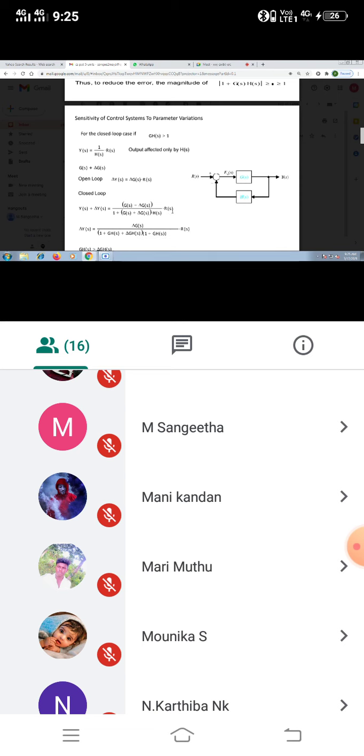Don't get confused, students. Instead of G of S, you connect G of S plus del G of S. Only one extra term is connected here, that is del Y of S, del G of S. That's it. Don't be confused.